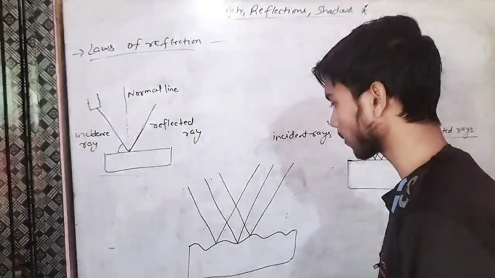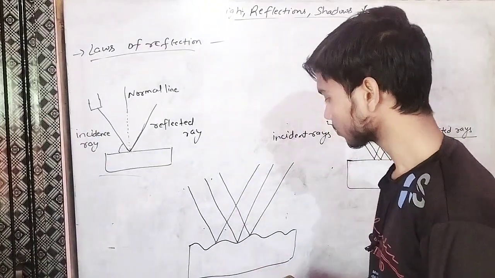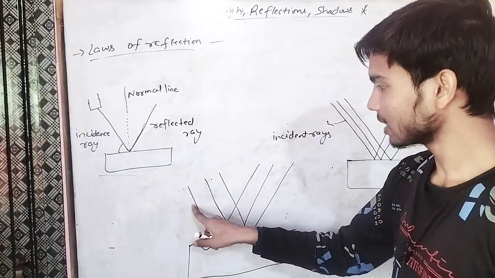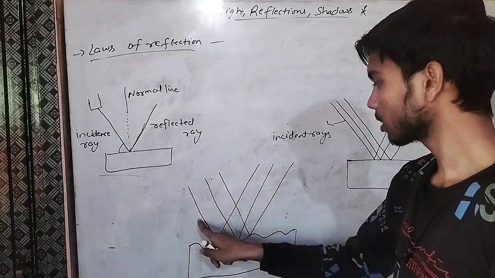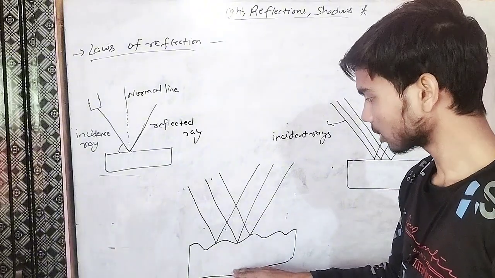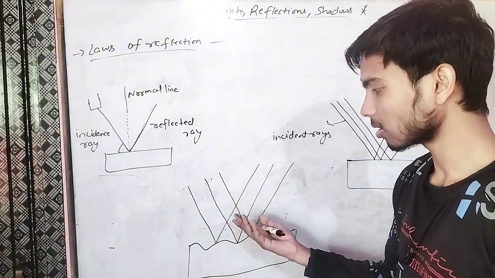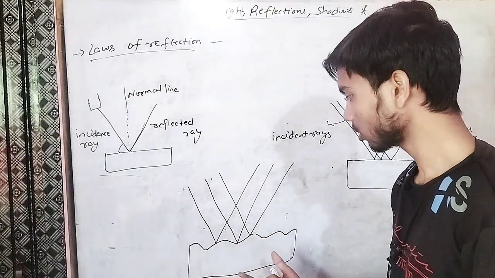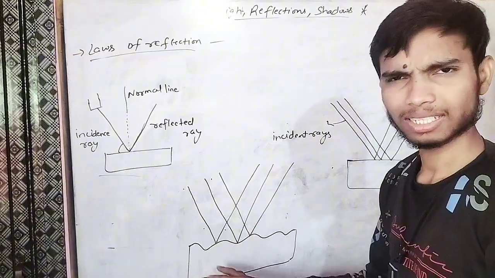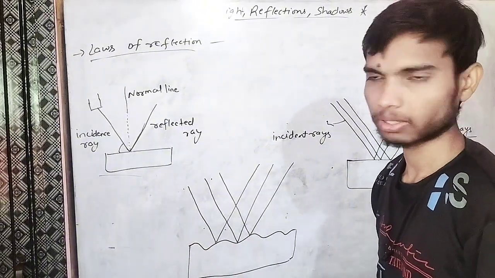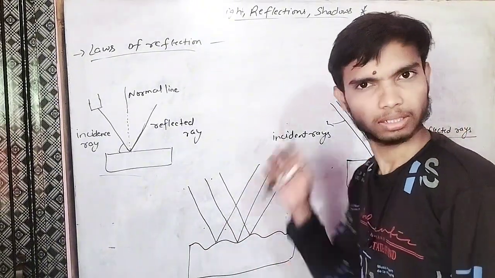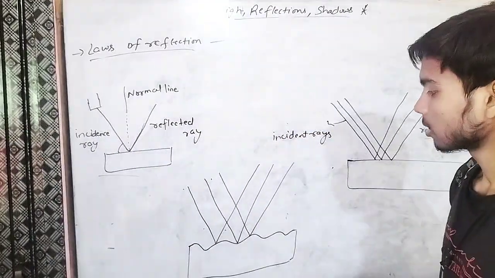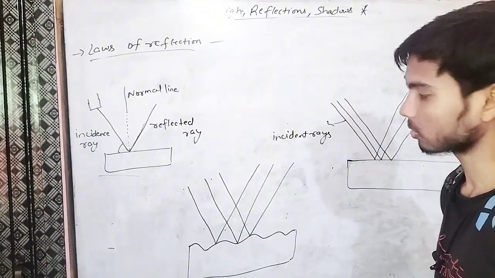These are parallel. But here you can see what this will hit, before and after. This is hitting before. This ray of light is hitting first. Then the second ray is hitting late, and then the third is hitting fast because of the rough surface.